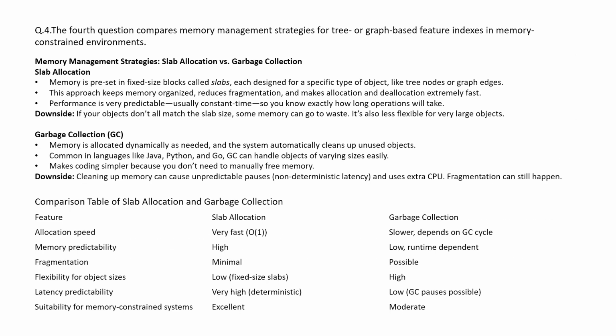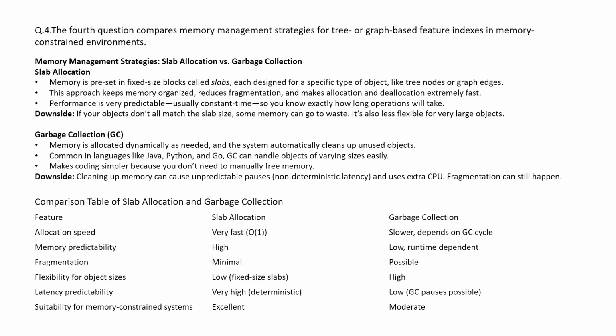The final question compares slab allocation and garbage collection as memory management strategies in memory constrained ML systems. Let's break them down. Slab allocation: memory is divided into fixed size blocks or slabs. Each slab is reserved for objects of the same type, like tree nodes or graph edges. This approach is fast, predictable, and minimizes fragmentation. Allocation and deallocation are both O(1). The downside is potential memory waste if objects don't perfectly fit the slab sizes.